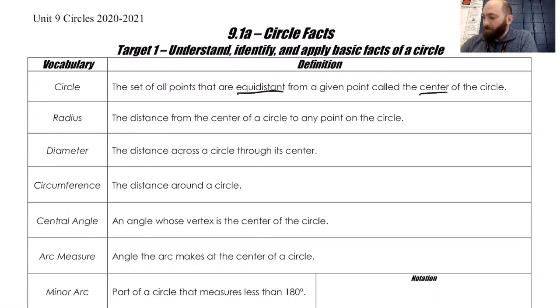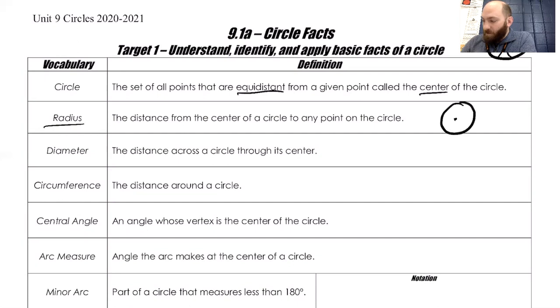Here's my center. All of those points, like if I try to make a circle with just tiny little points going all the way around, they're all the same distance there. So it doesn't matter where I go. If I look at any of these lines, those all have the same distance. And that distance has a special name. It's called the radius. That is the distance from the center of a circle to any point on the circle.